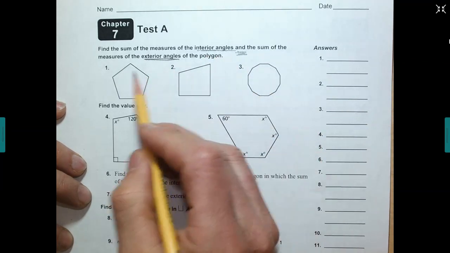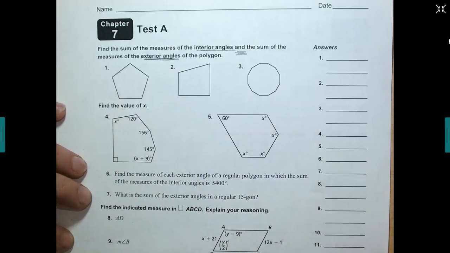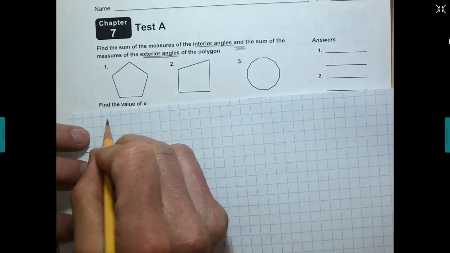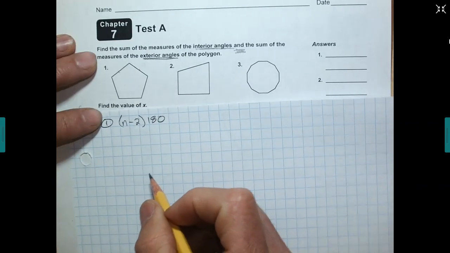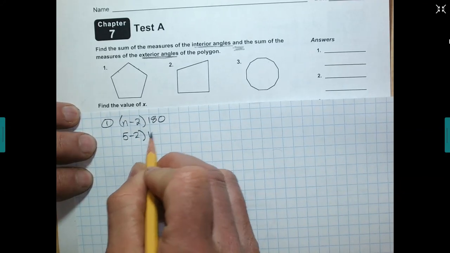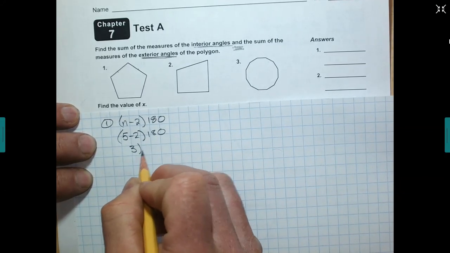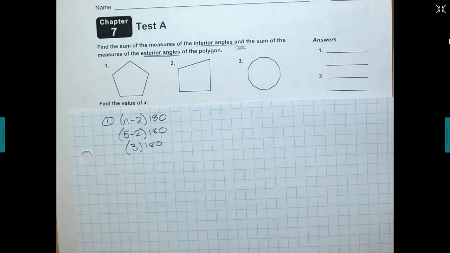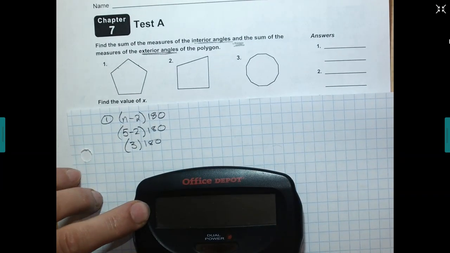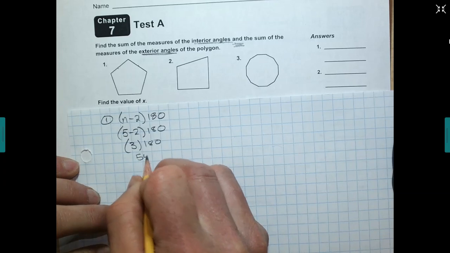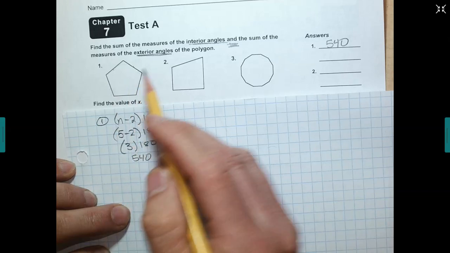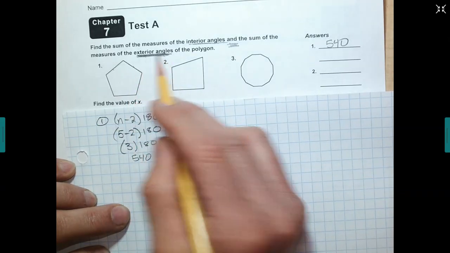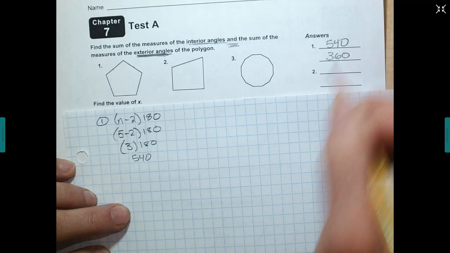Interior angles: 1, 2, 3, 4, 5. So we have a five-sided shape. We know that n minus 2 times 180 equals the interior angle sum. So 5 minus 2 times 180 is 3 times 180, which gets 540. Now, what's the sum of the exterior angles of a five-sided shape? We know from our notes the sum of the exterior angles of every polygon is 360, so I don't even have to do any math.